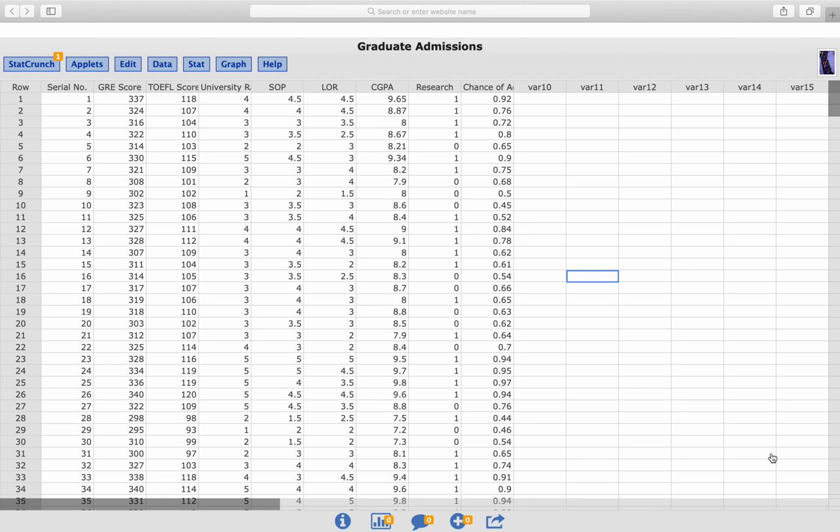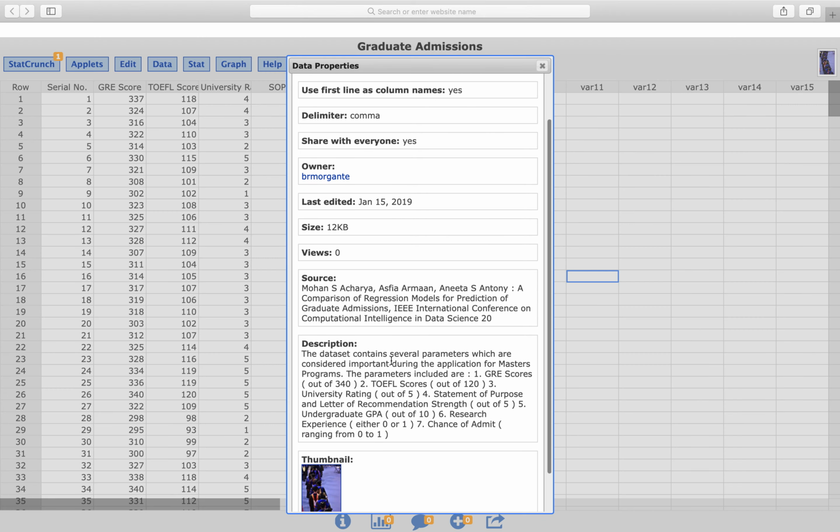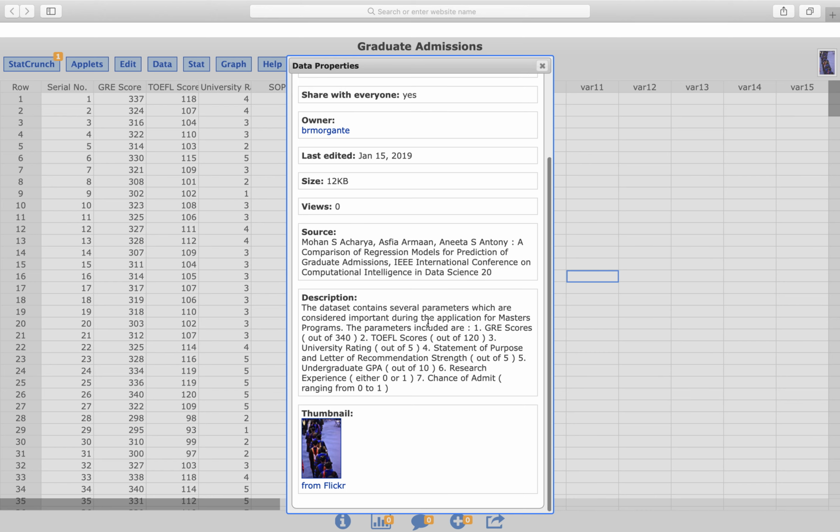In this video, we are going to learn how to create a scatter plot in StatCrunch. So first off, about this data set, it's called graduate admissions. And if we go down to the I, we can see the source for this data. All credit goes to them. This is their data set. And we have the description.